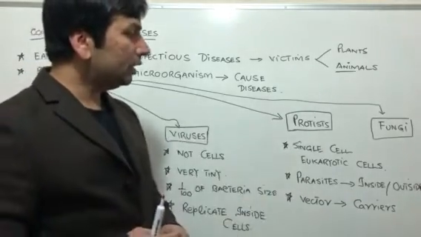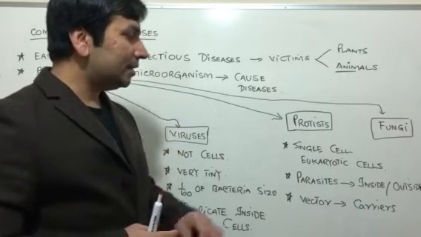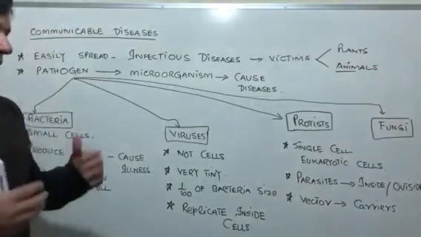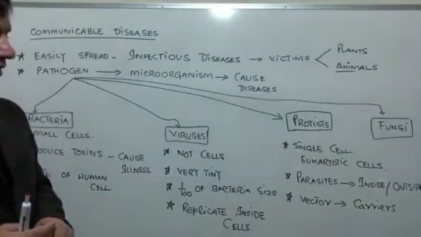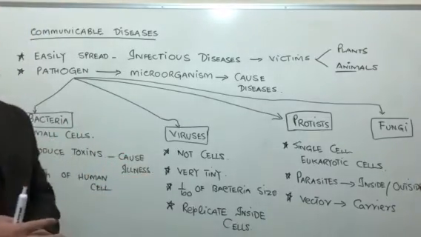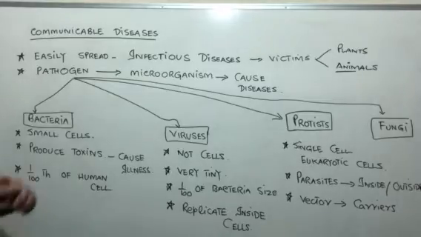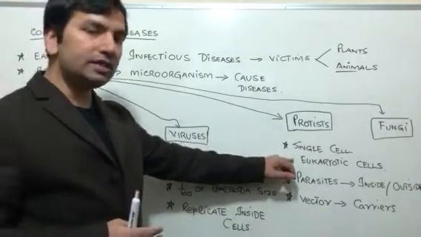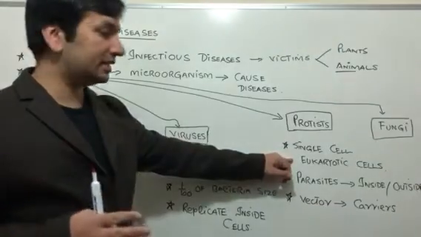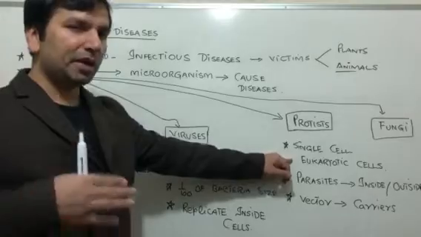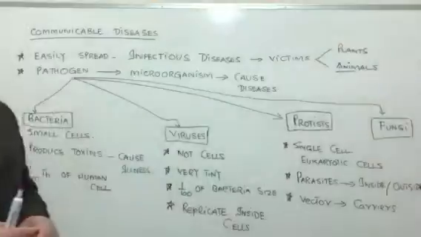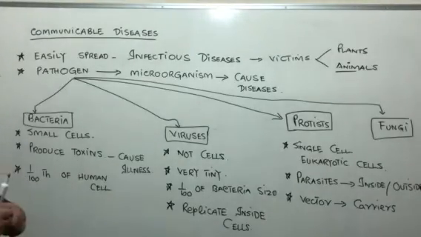The third type is protists. Basically, they are single-celled eukaryotic cells. You know the difference between prokaryotic and eukaryotic cells. The main difference is that eukaryotic cells have a nucleus inside, while prokaryotic cells have no nucleus and are like a primary type of cell.